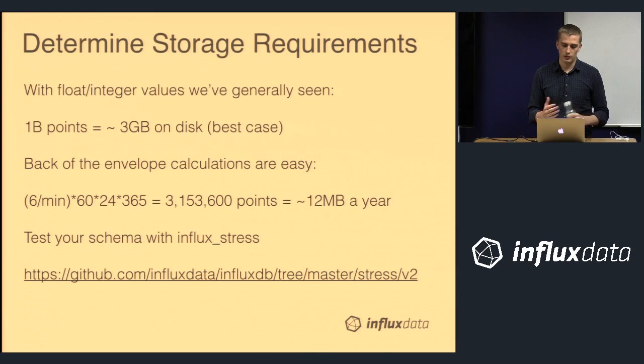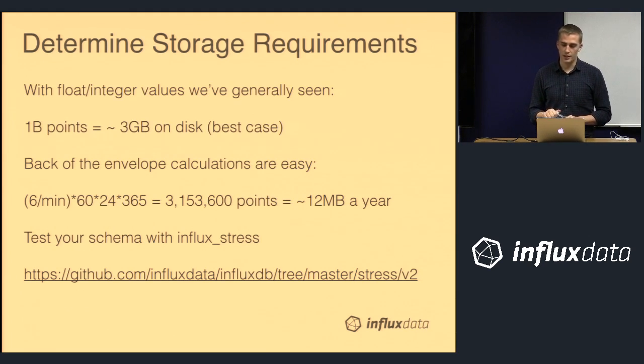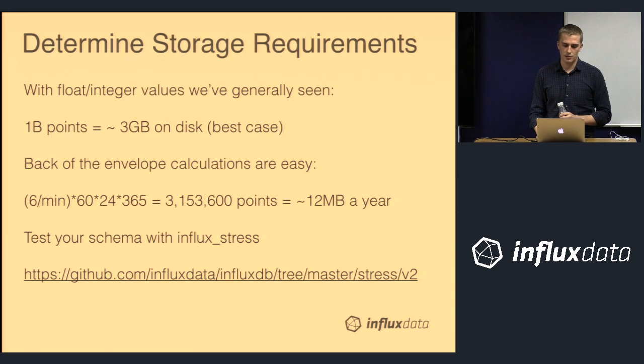But in general, if you're doing the Telegraf default of a point every 10 seconds, so 6 points a minute, it's easy to say 60 minutes an hour, 24 hours in a day, 365 days a year. That gives us about 3 million points, which is about 12 megabytes of disk. So extrapolate as much as you want from there. That'll obviously change again based on the randomness of the data, how much it can compress for your individual use case. Again, using the stress test is the best way to get a good idea of that.